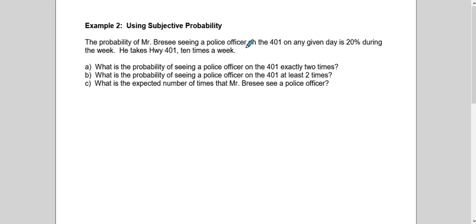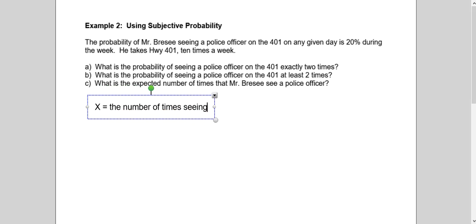The probability of Mr. Brzee seeing a police officer on the 401 on any given day during the week is 20%. He takes the 401 10 times a week. So if I'm looking at my scenario here, my big X is success. My successes on this are the number of times seeing a police officer on the 401 in 10 days, in total of 10 days.